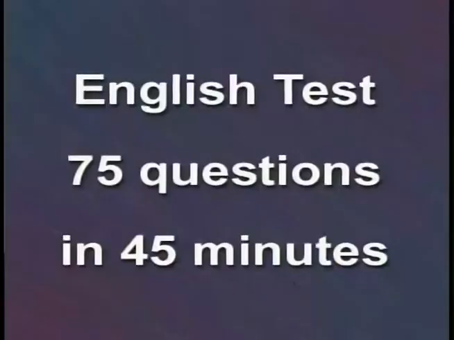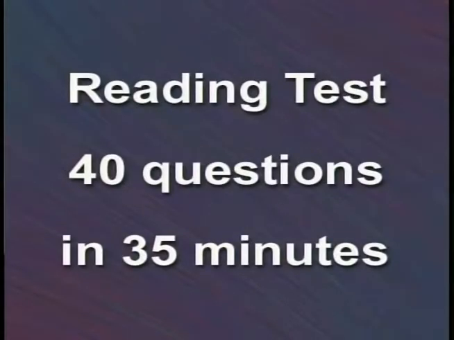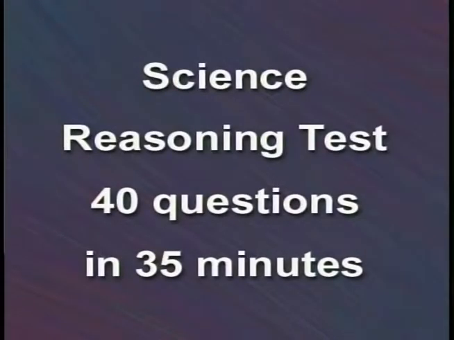The ACT tests your abilities in 4 areas. English test, 75 questions in 45 minutes. Mathematics test, 60 questions in 60 minutes. Reading test, 40 questions in 35 minutes. And the science reasoning test, 40 questions in 35 minutes.